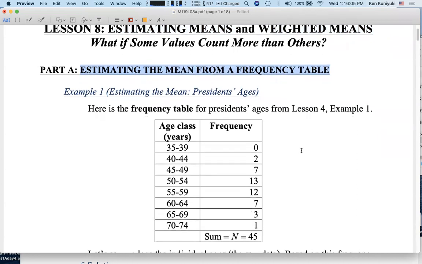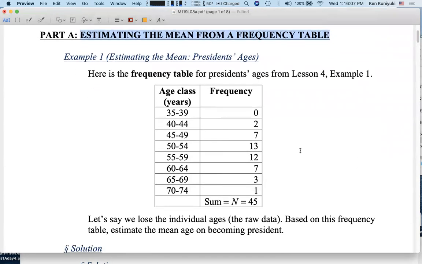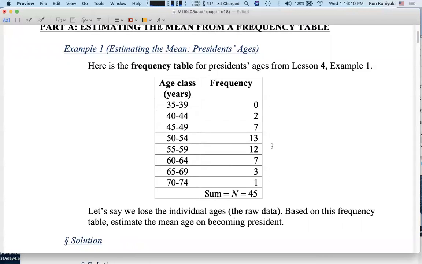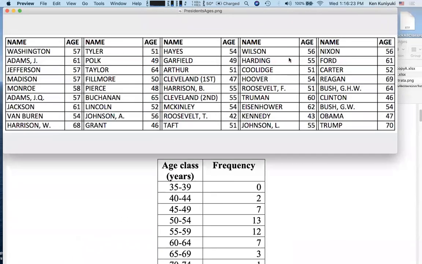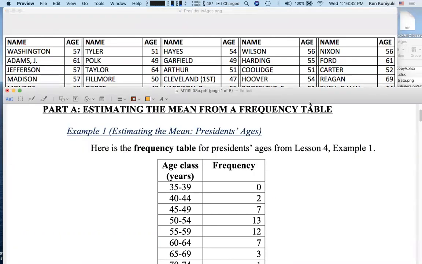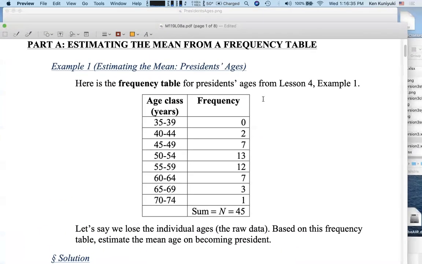And we're going to go back to our frequency table for the president's ages. Remember, there were 2 presidents who became president in their early 40s. There were 7 presidents who became president in their late 40s, and so forth. And we obtained that from the original raw data set over here with the 45 presidents' ages. But this list of 45 ages was a bit of a mess. So it was easier to picture the data and picture their distribution by writing out the frequency table.